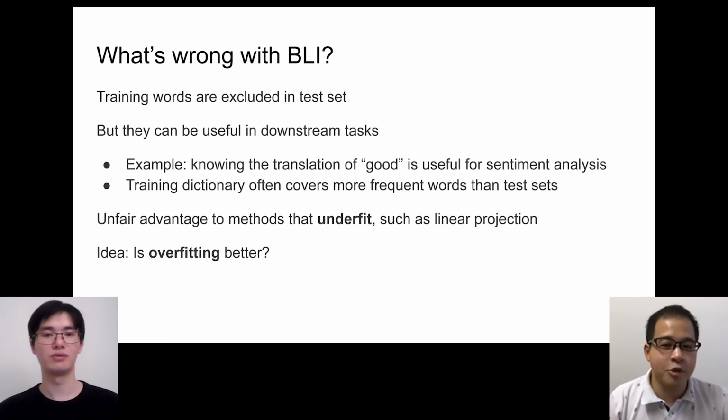I agree. In fact, some BLI benchmarks use more frequent words for training and infrequent words for testing. So words from the training dictionary are often more important in downstream tasks. This mismatch is also likely to appear in practice because frequent words are more likely to appear in digital dictionaries. Yes, this also suggests that BLI gives an unfair advantage to linear mappings. While linear mappings can generalize to unseen words, they're not expressive enough to perfectly align all training translation pairs. In other words, they underfit the training dictionary.